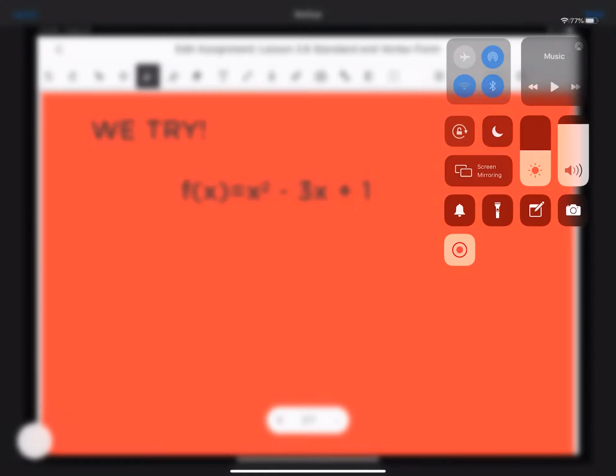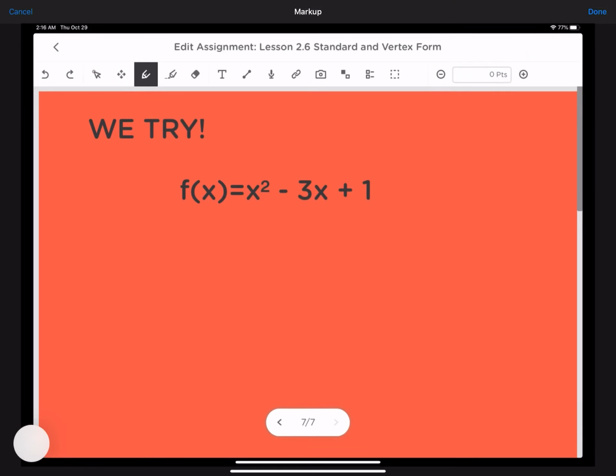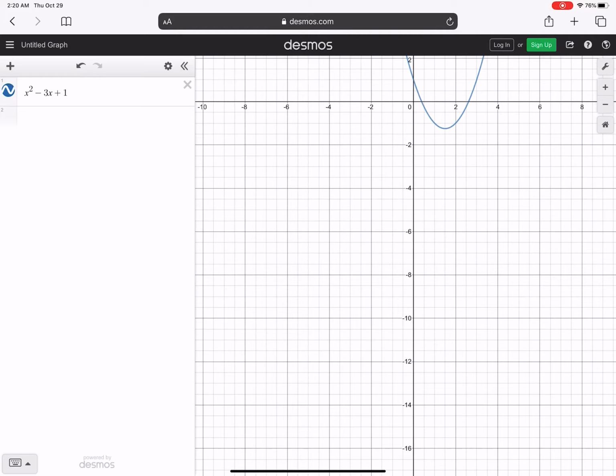All right, so what we want to create is our vertex form out of the standard form equation. If we remember from the previous slide, our first step is to graph it on Desmos. So when we go on Desmos, I graph it. I already had it plugged in, so it's x squared minus 3x plus 1.